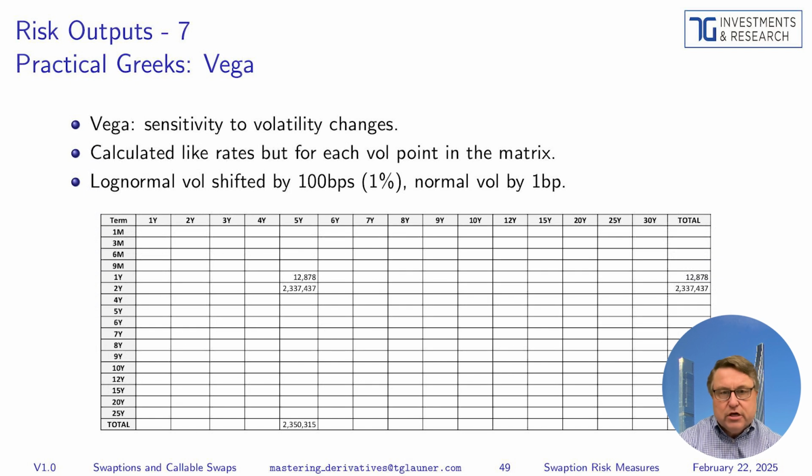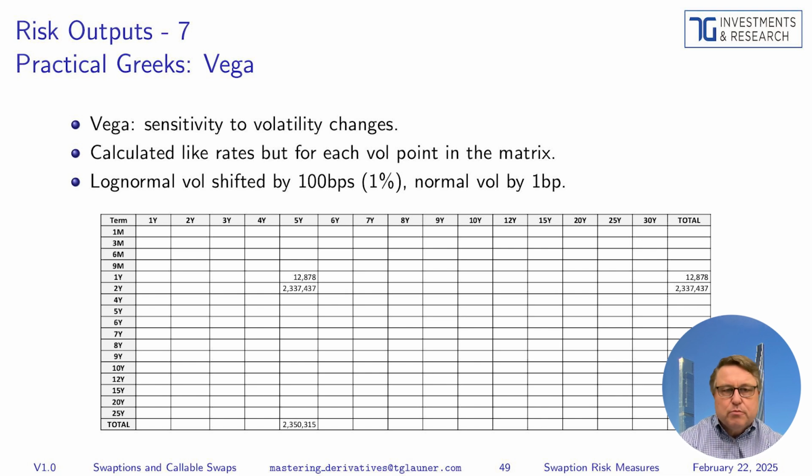Now, Vega measures sensitivity to volatility changes, showing how the trade's value responds to shifts in implied volatility. The calculation follows the same perturbative approach used for delta, but instead of shifting interest rates, we adjust volatility points in the volatility matrix. Log normal volatility is typically shifted by 1% or 100 basis points. Normal volatility is shifted by 1 basis point.